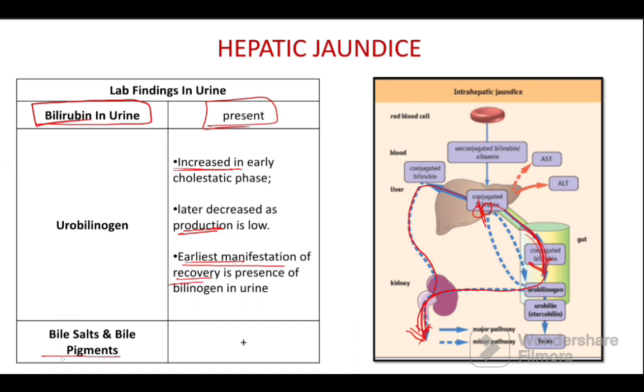And bile salts and bile pigments are present in urine. Normally bile salts and bile pigments are absent in urine. They are present only in bile. So these bile salts and bile pigments are present in urine in case of hepatic jaundice.